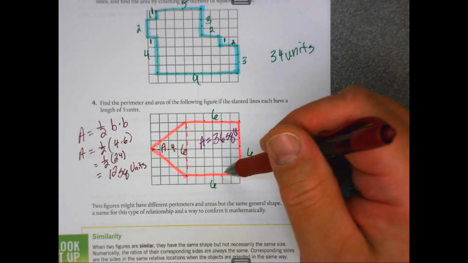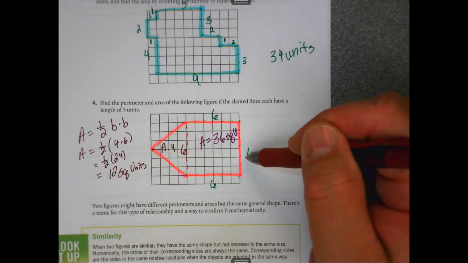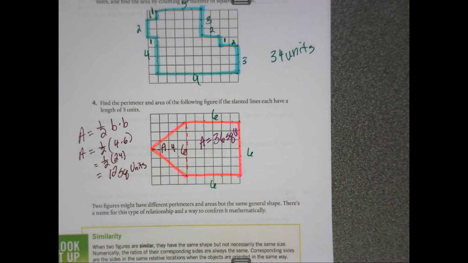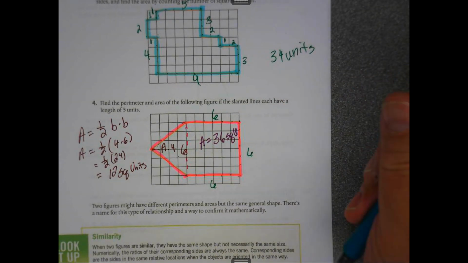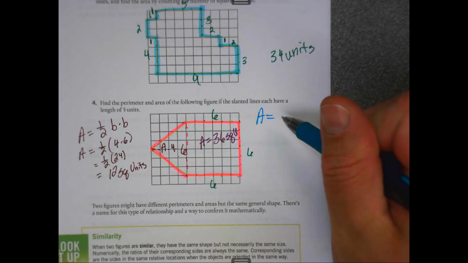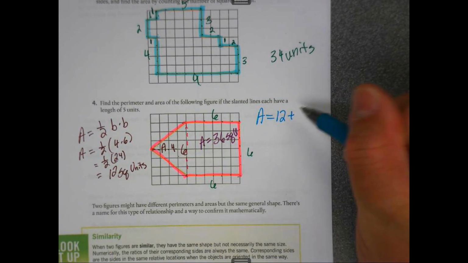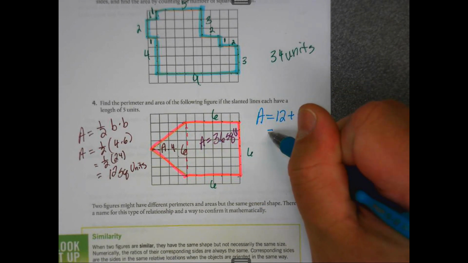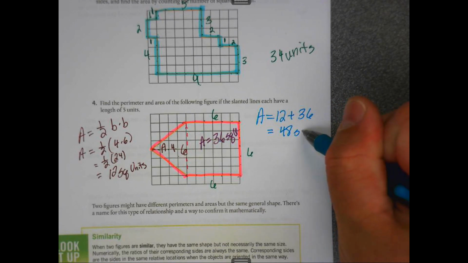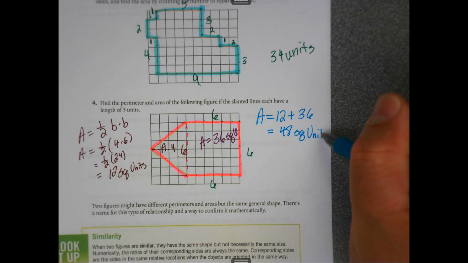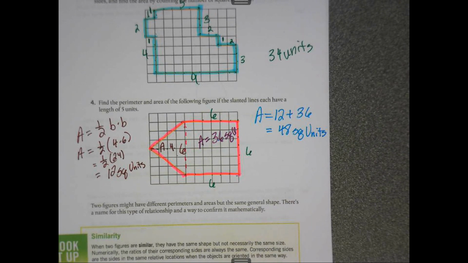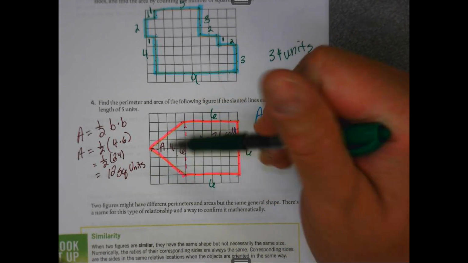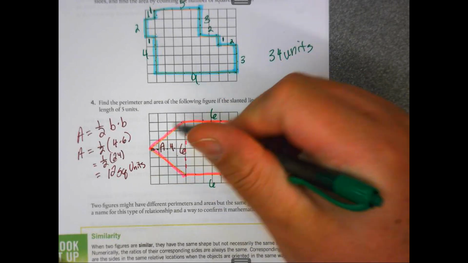Okay, so the area for the whole odd-shaped polygon here, for the entire polygon, is going to be my 12 squared units plus my 36 squared units, and that gives me 48 squared units area. Perimeter. Let's get back to our perimeter here. Well, I don't know the lengths of these, but I can make a right triangle.